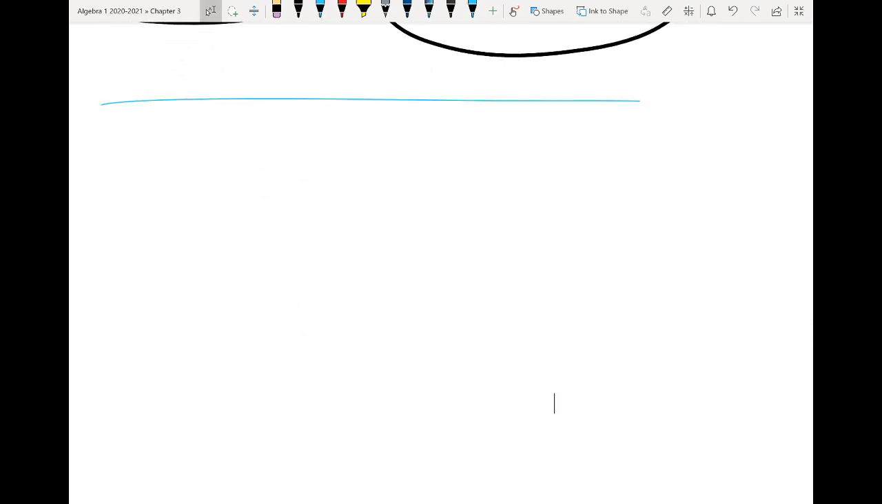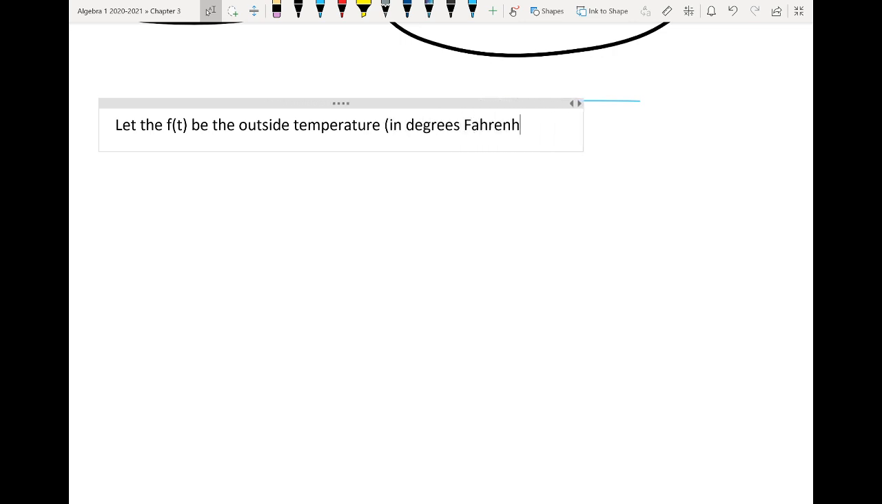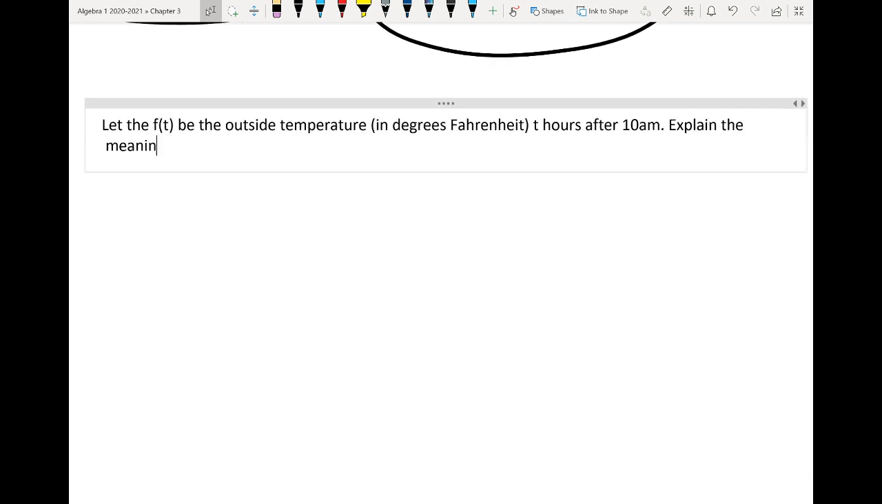Let's do a different function here. So we're going to let the f of t be the function for the outside temperature in degrees Fahrenheit, which is t hours after 10 a.m. We're going to explain the meaning of each statement. So this is what we're going to do.